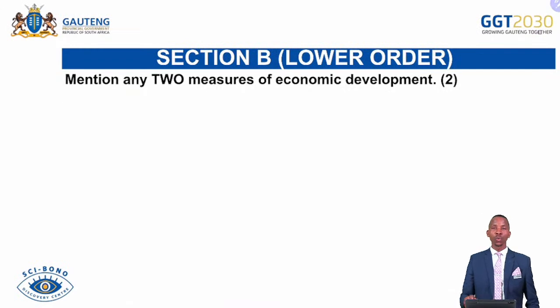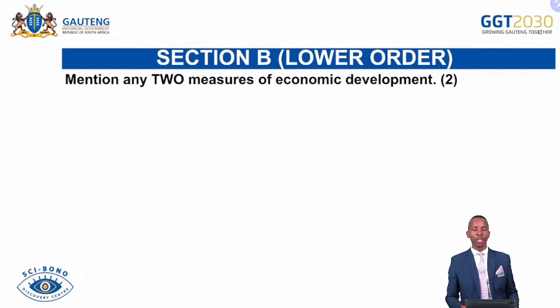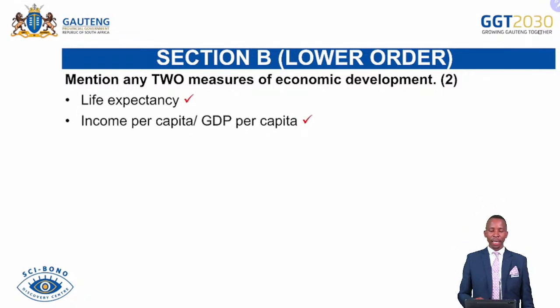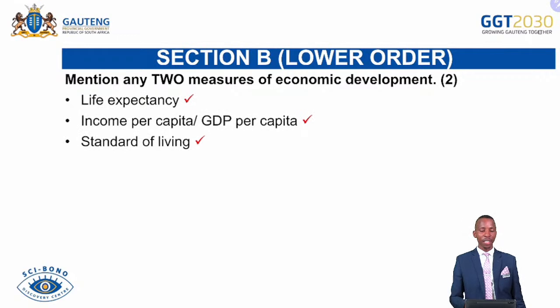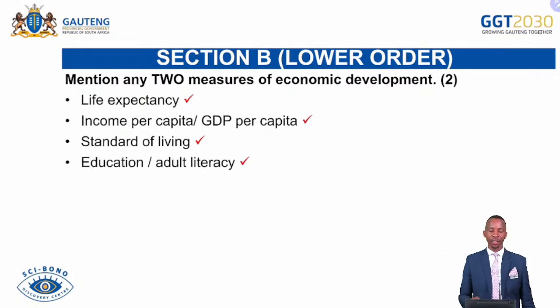And then now we go to section B. This is a lower order that needs you to remember. Mention any 2 measures of economic development. Then we can list 4. Life expectancy, income per capita or GDP per capita, standard of living, as well as education or adult literacy.